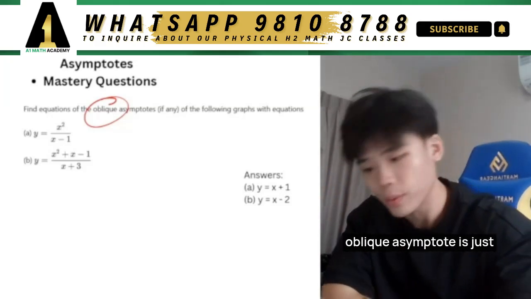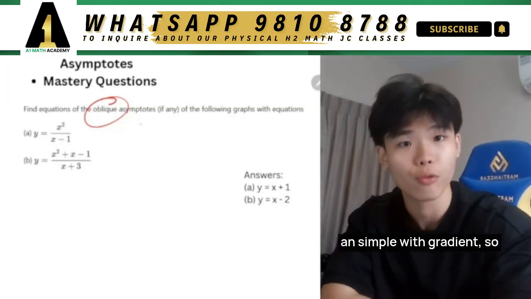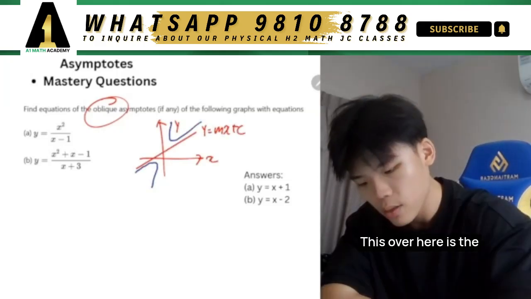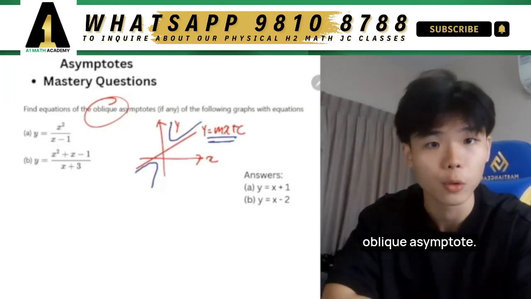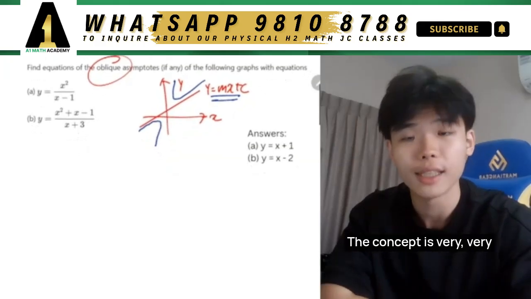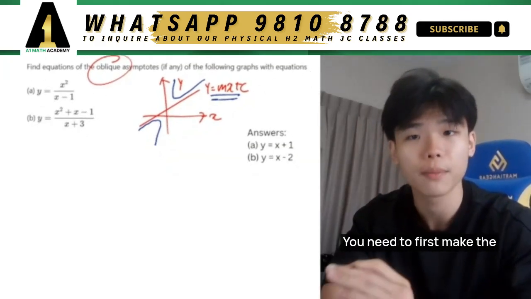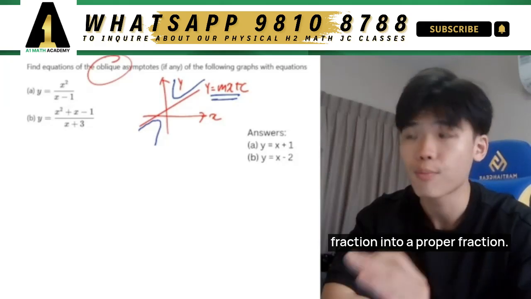We're going to be discussing this concept in detail right now, and recap what an oblique asymptote is. It's just an asymptote with a gradient. So y equals mx plus c. This over here is the oblique asymptote. So how do we find out what the oblique asymptote is? The concept is very, very similar to the previous portion. You need to first make the fraction into a proper fraction.